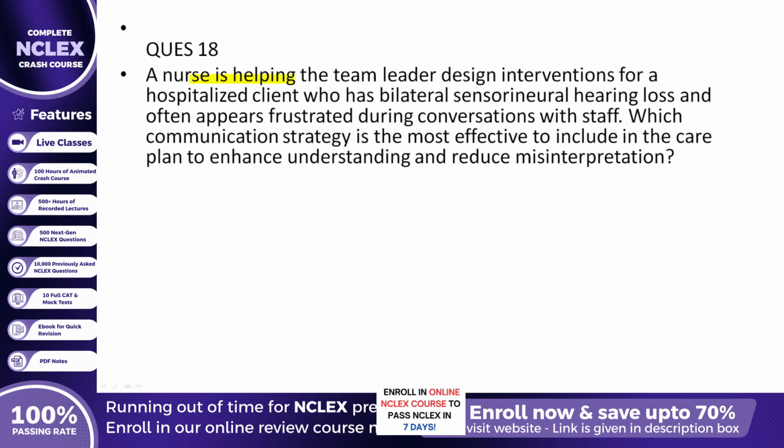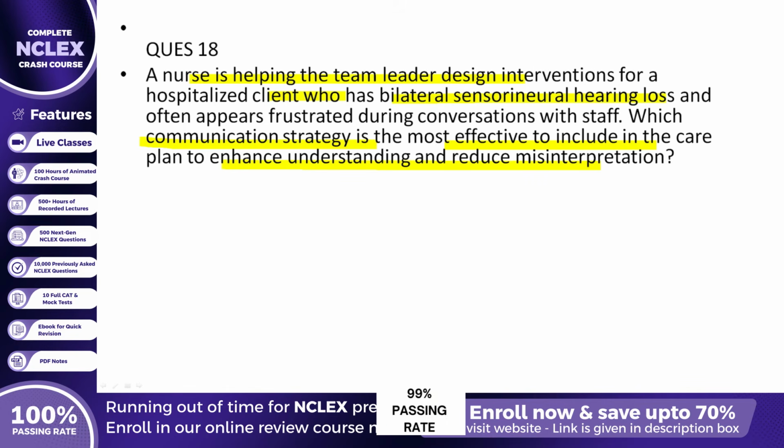Imagine a nurse assisting the team leader in designing interventions for a hospitalized client who has bilateral sensorineural hearing loss and frequently shows frustration during conversations with staff. The central question is, which communication strategy is the most effective to include in the care plan to enhance understanding and reduce misinterpretation? Here are the options to consider.